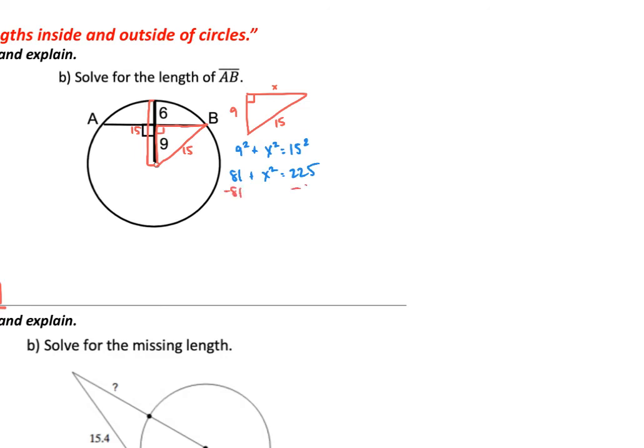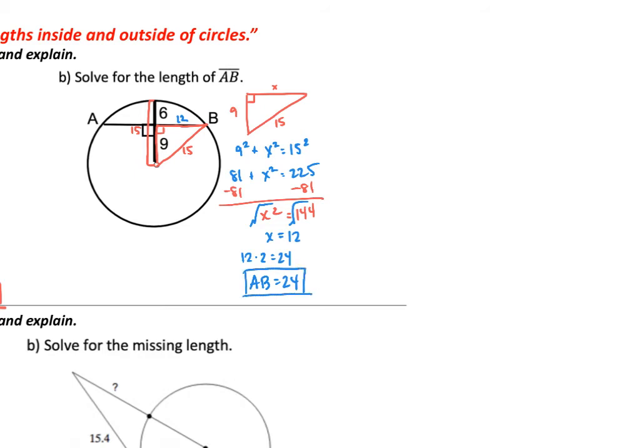Subtract 81. So 144. And then we're going to take the square root. So x is 12. But since we're solving for the length of AB, we need to multiply that by 2. So 12 times 2 equals 24. So AB is 24.